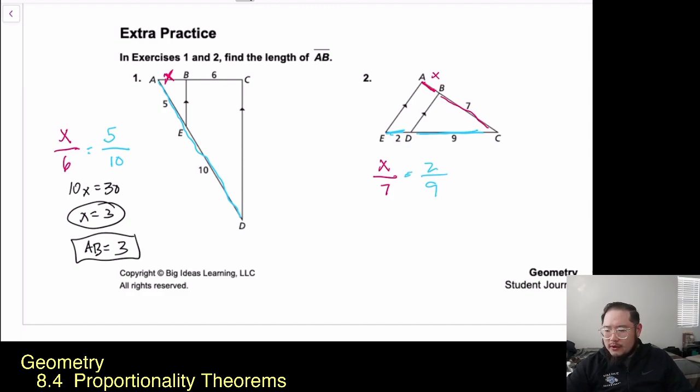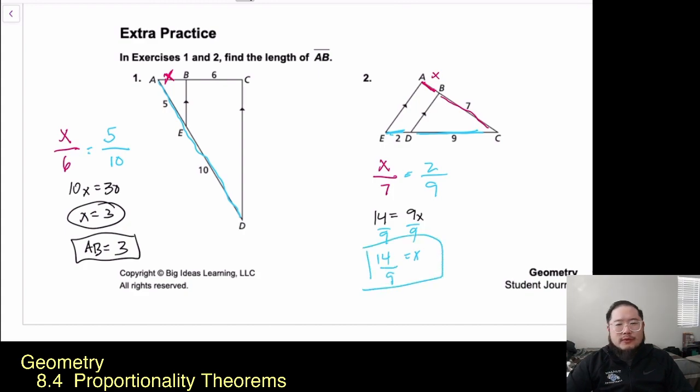So now we can cross multiply, and I've got 14 is equal to 9x. We divide both sides by 9 right here, and x is equal to 14 over 9.